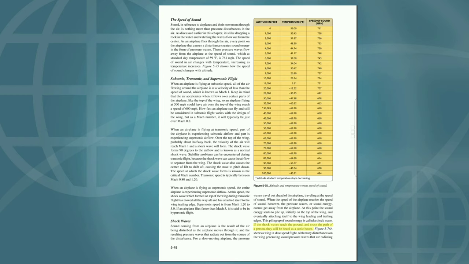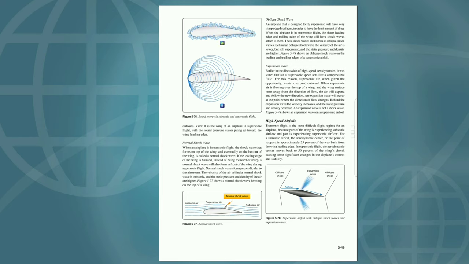Figure 5-76A shows a wing in slow speed flight, with many disturbances on the wing generating sound pressure waves that are radiating outward. Figure 5-76. Sound energy in subsonic and supersonic flight. View B is the wing of an airplane in supersonic flight, with the sound pressure waves piling up toward the wing leading edge. Normal shock wave.